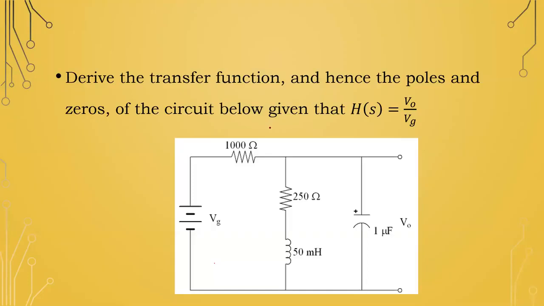All right. So what's the first thing that we need to do? Anybody? So convert to the frequency domain. What do you mean by that? So change the capacitance to 1 over SC and the inductance to SL. So we need to first redraw the circuit in the S domain.